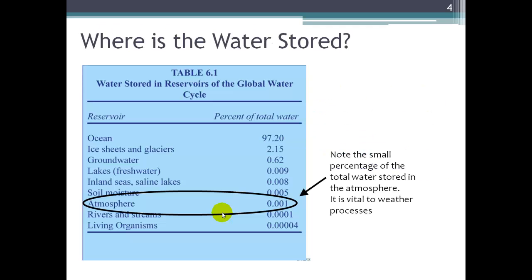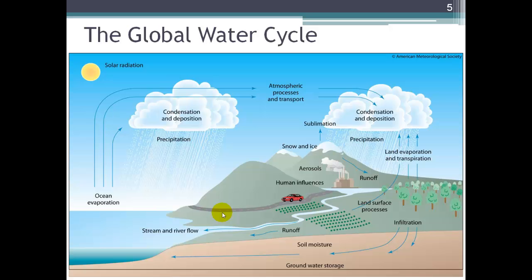So where's the water stored? Here's a breakdown. You can see most of it is stored in the ocean and glaciers, and then smaller amounts are stored in groundwater, freshwater lakes, and so on. And you see here that the atmosphere, the subject of this whole course, makes up a very tiny percentage of the total water of the Earth atmosphere system, but it's vital to our weather and also to distributing water to different parts of the planet.